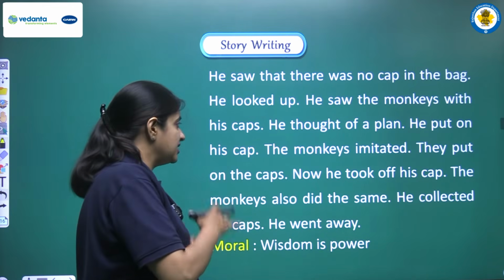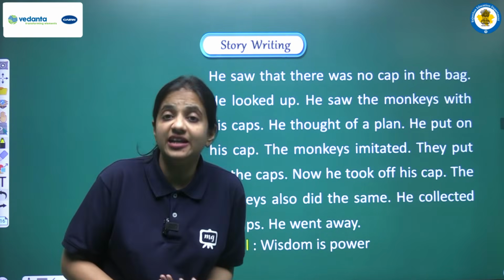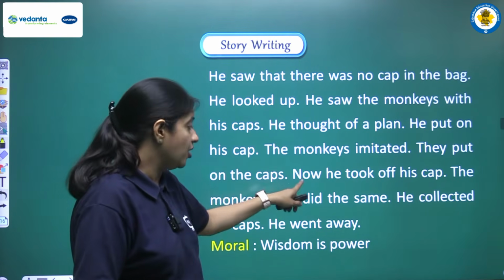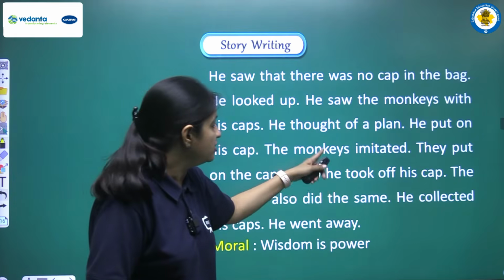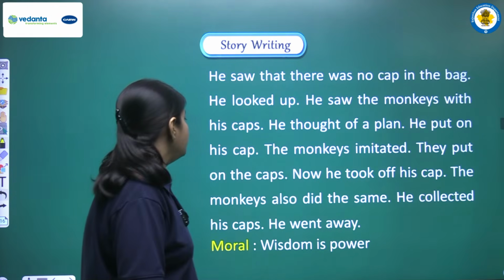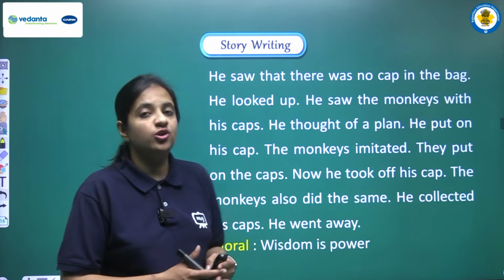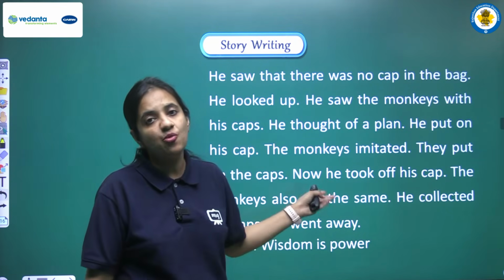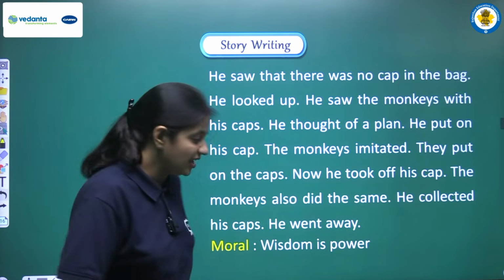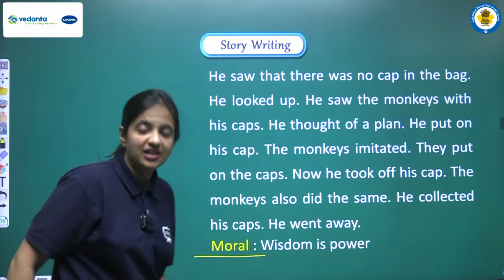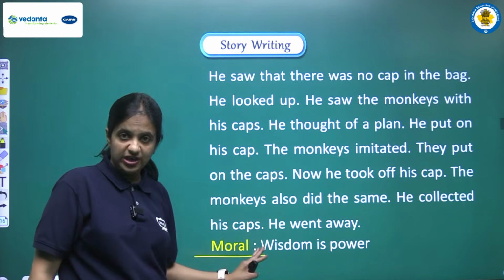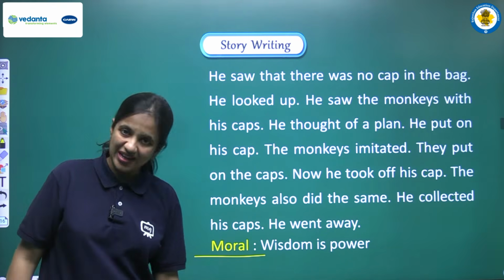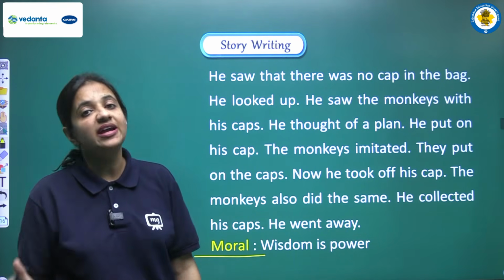He put on his cap. The monkeys imitated this thing. They copied it. They also put on the caps. Now the cap seller took off his cap. The monkeys also did the same. So finally he was able to collect his caps, and then he went away. So this is the story, and finally we are writing the moral. You can highlight the moral also. So what is the moral? The moral is wisdom is power. In this manner we can write a perfect story.